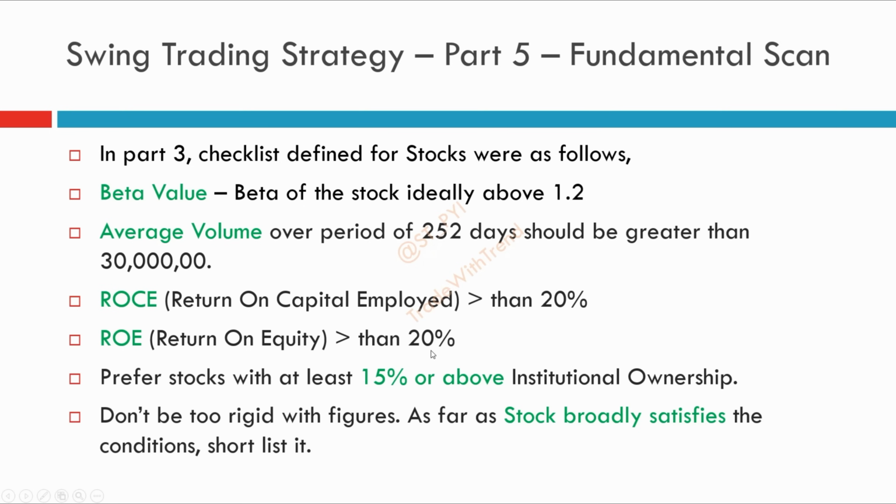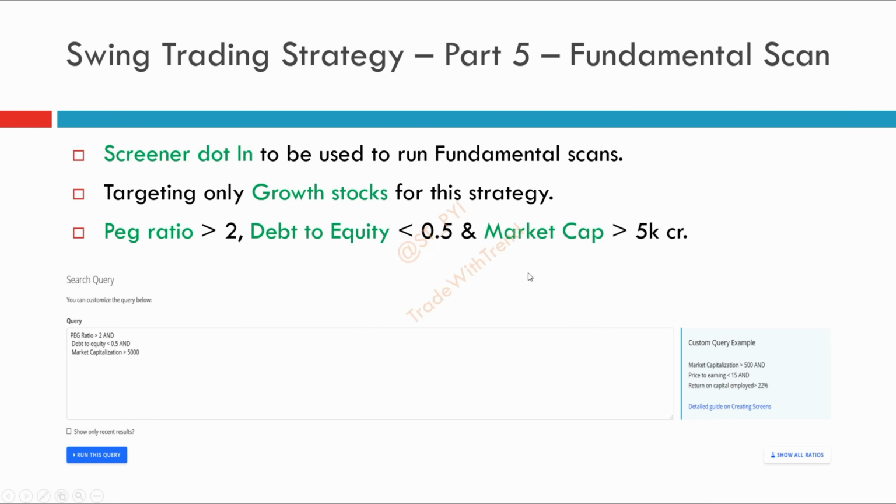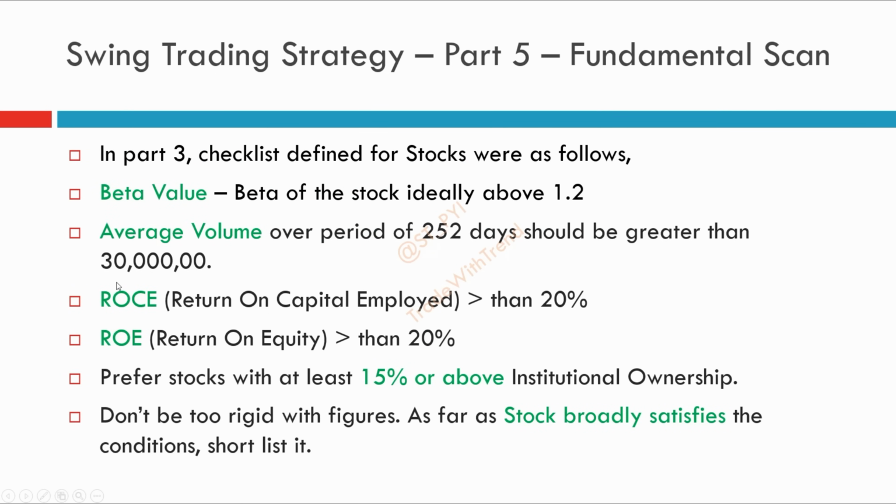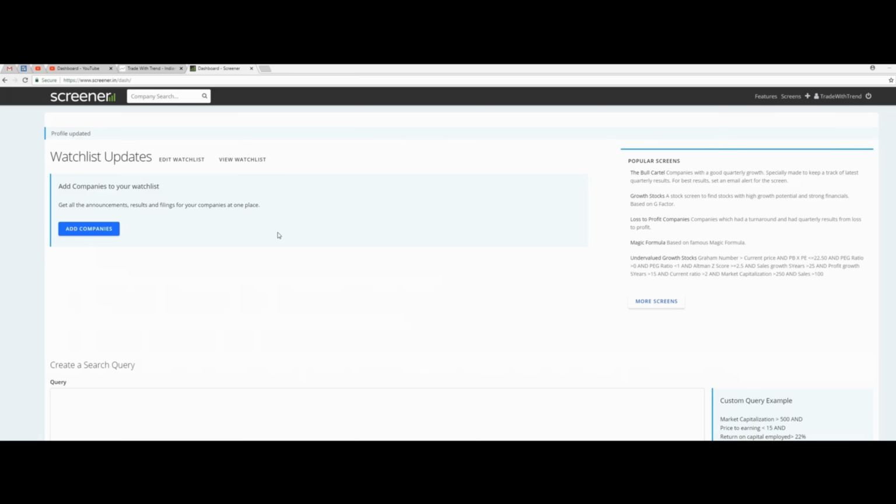So one thing I want to say is that for this particular strategy, this fundamental scan is more important. So in case you find average volume about 20-30% lower than this figure, do not reject the stock. Similarly, if you see beta value somewhere near 1.1, it's fine. So the thing that I'm trying to tell you is that don't be too rigid with figures. Try and be flexible. As long as a stock is broadly satisfying all the conditions that I've mentioned, you should select it for a swing trade, provided it meets the criteria set in the top-down approach that we have discussed in earlier parts. So I'll just show you on screener.in how to run this fundamental scan.